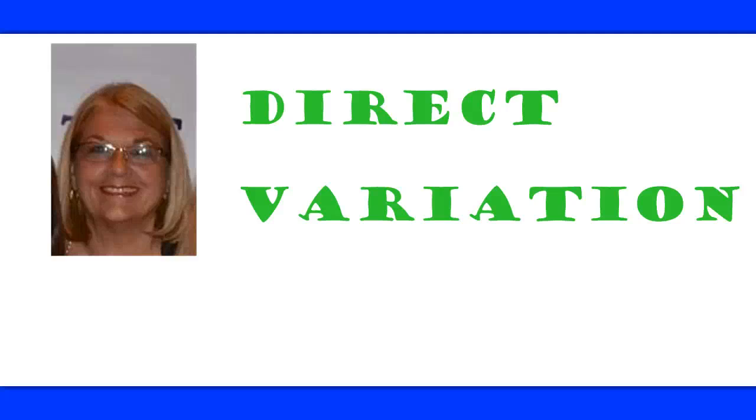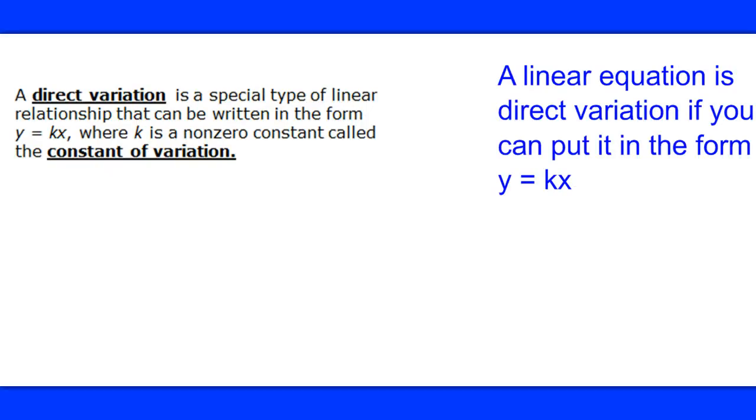Let's talk today about direct variation. Direct variation is a special type of linear function, and it is really the simplest type. It can be written in the form y equals kx. Now, x and y are the coordinates of a point, and k is the constant of the variation.